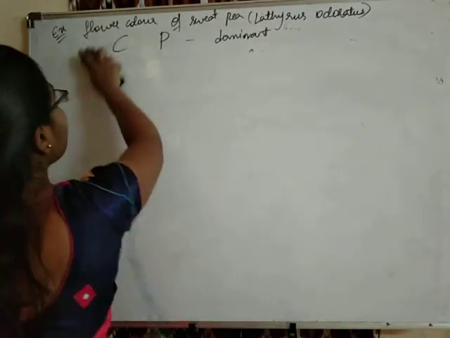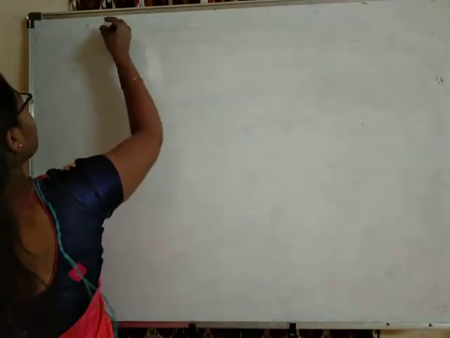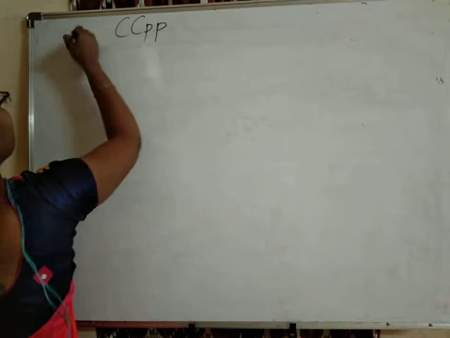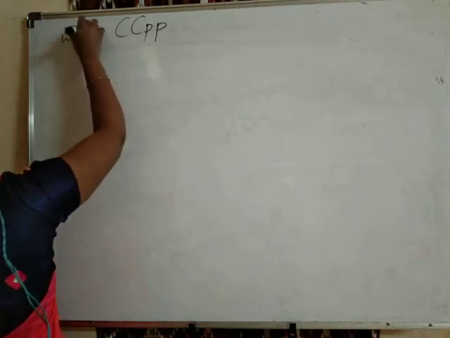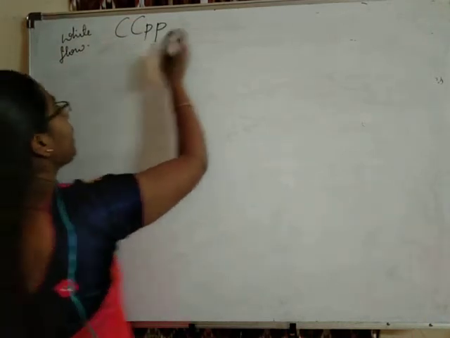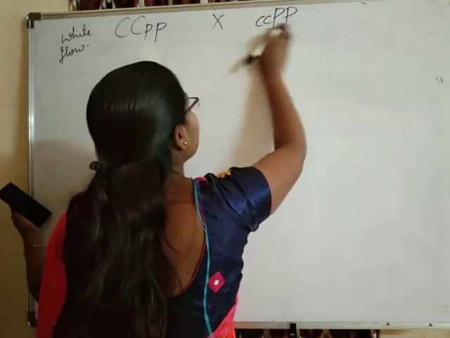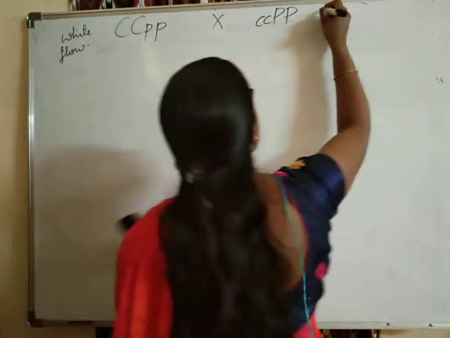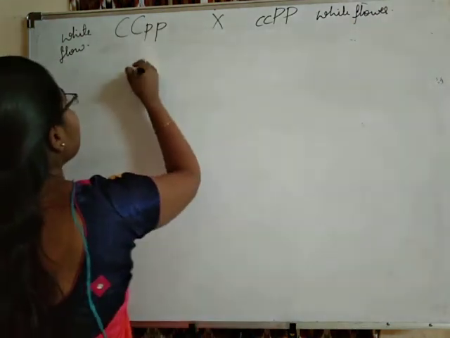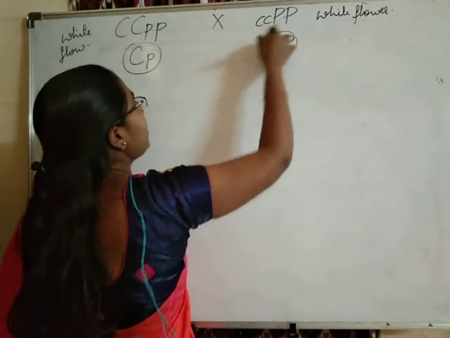Let us see the cross. So the parent individuals will be capital C, capital C, small p, small p. This will be a white flower because there is no capital P. If it is crossed with small c, small c, capital P, capital P, here, because there is no capital C, this is also a white flower. Now, gametes produced will be capital C, small p. Here, gametes produced will be small c, capital P.